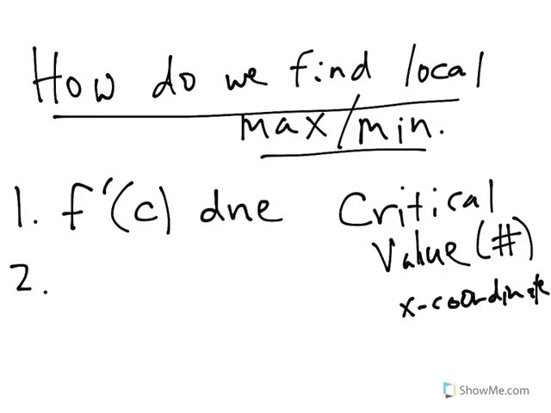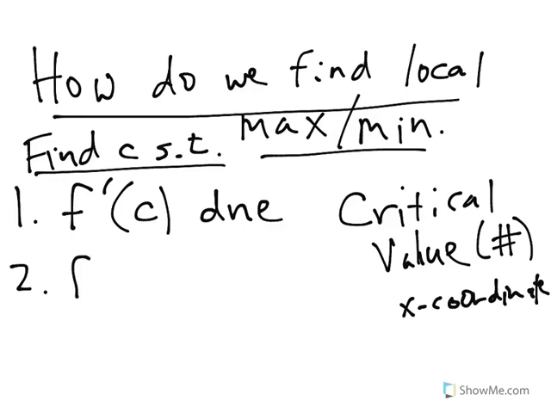not exist. Okay, where does f prime of c not exist? And so what we want to do is we want to find c such that this happens. So find c such that f prime of c does not exist. The other one is find where is f prime of c equal to 0. Okay. Now here's how we're going to do this.